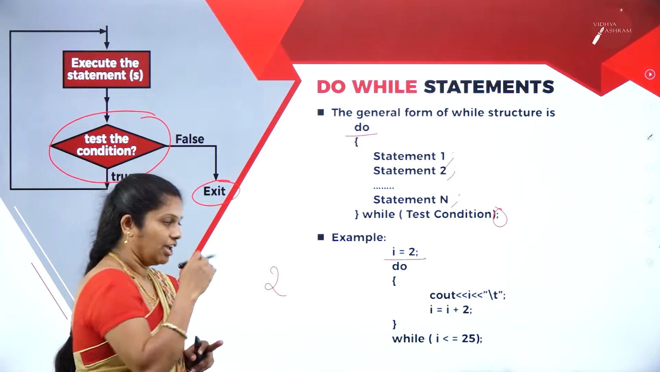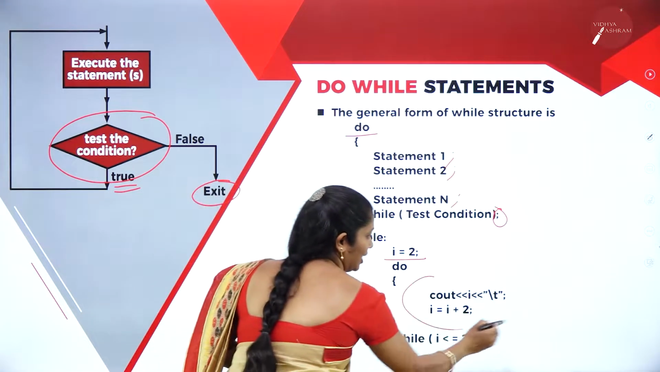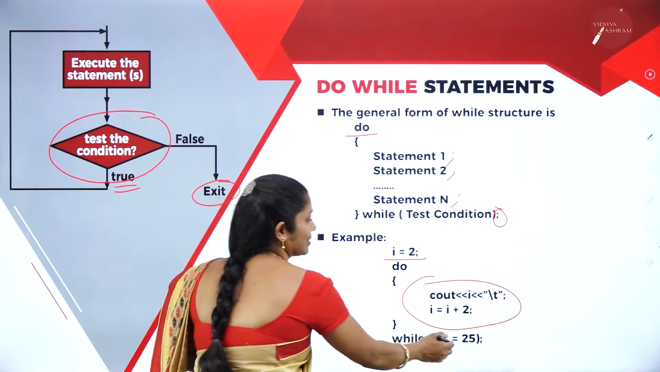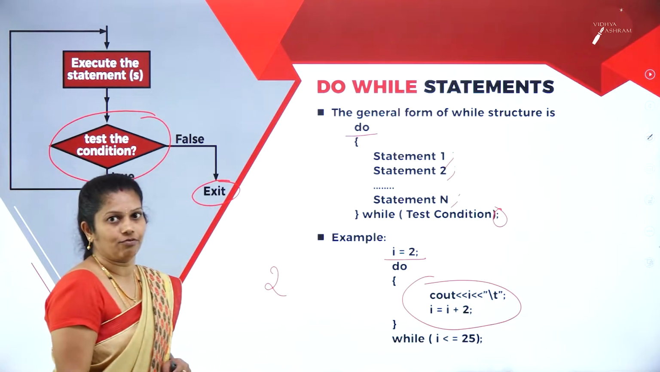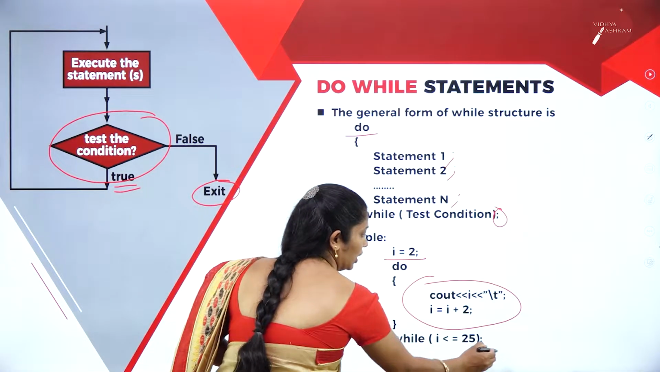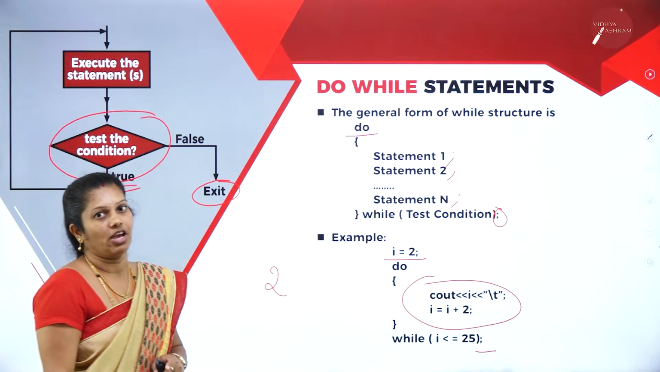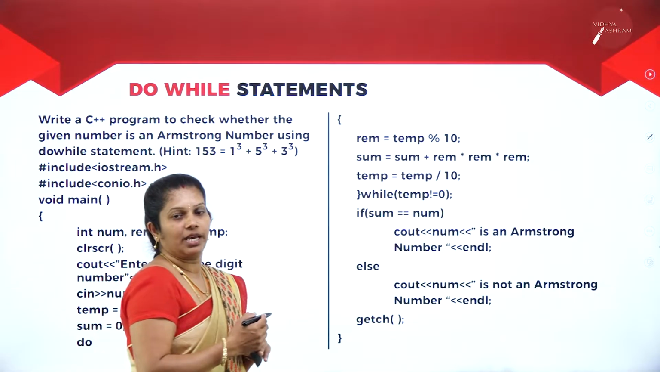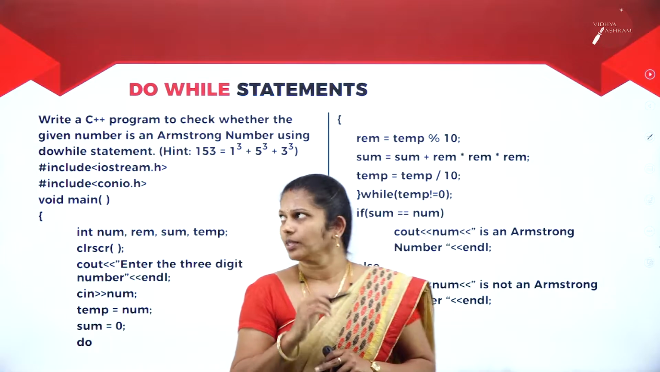Check the condition. If it is satisfied, once again it will go back to execute the statements until I is less than or equal to 25. Whereas in a while loop, at the end we are not putting any semicolon, in do while, at the end we have to put a semicolon. Now is it clear? Next, we are going to explain this with an example program.